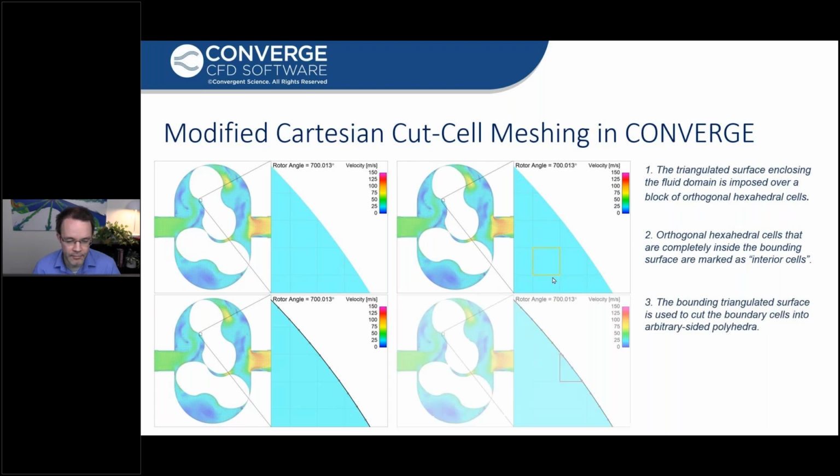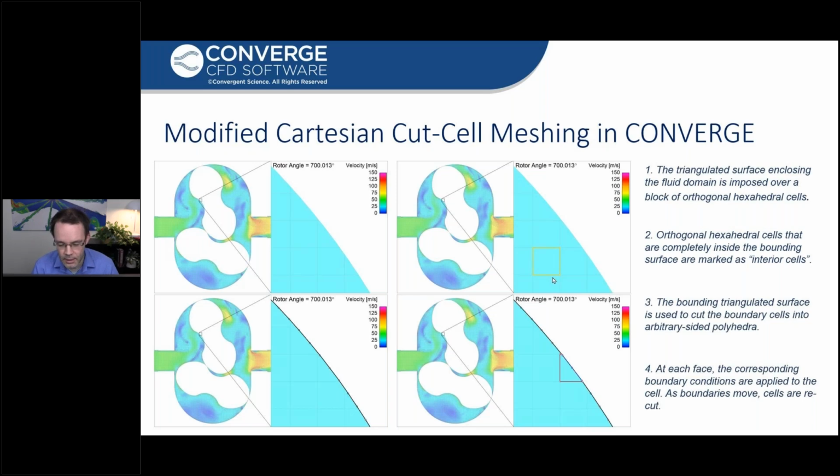In this case, we have the formation of arbitrary sided polyhedra, and at each face of these cells, as the boundaries move, the cells are cut and recut to exactly match the shape imposed by the bounding surface. At the same time as the boundaries move, the appropriate fluxes in terms of mass, energy, and momentum are conserved as the geometry moves in any arbitrary way.